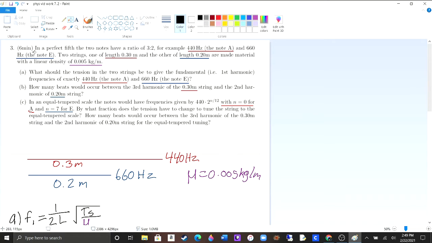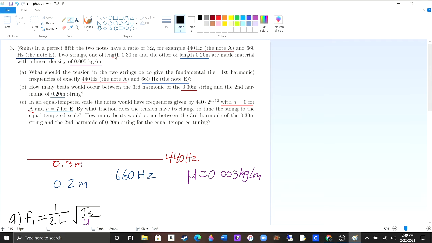So question 3 goes like this. In a perfect fifth, the two notes have a ratio of 3 to 2. For example, 440 hertz for an A and 660 hertz for an E. Two strings, one of length 0.3 meters and the other of length 0.2 meters, are made of a material with a linear density of 0.005 kilograms per meter. So part A asks, what should the tension in the two strings be to give the fundamental, or the first harmonic, frequency of exactly 440 hertz and 660 hertz?